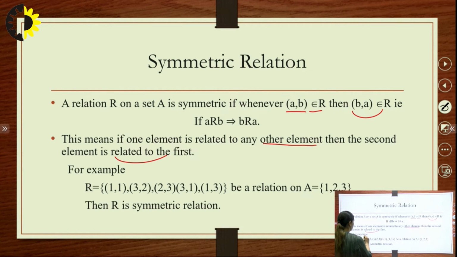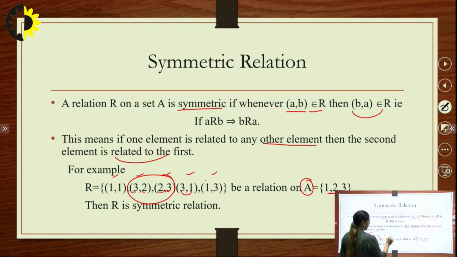For example, {(1,3), (2,2), (3,3), (1,1), (3,1)}. Now these 1, 2, 3 are the elements of the set A. See here, 3 is related to 2 and 2 is related to 3. So this pair is a related to b and b related to a. So it is a symmetric relation. Similarly, 3 is related to 1 and 1 is related to 3. So this is also a symmetric relation.